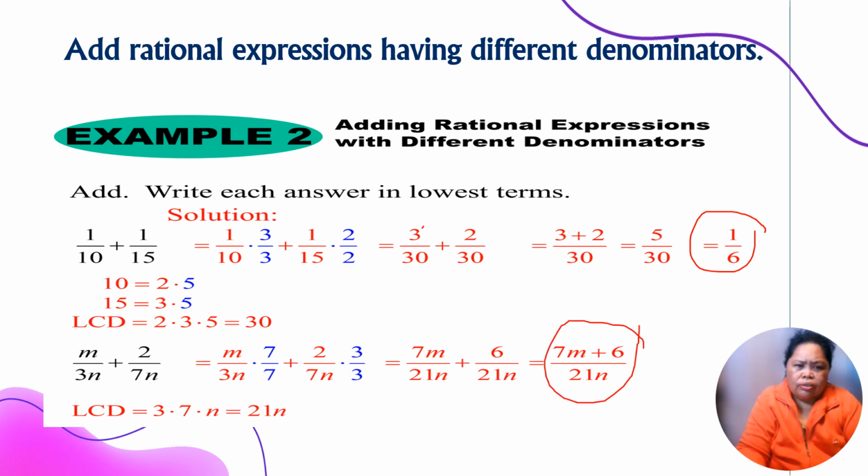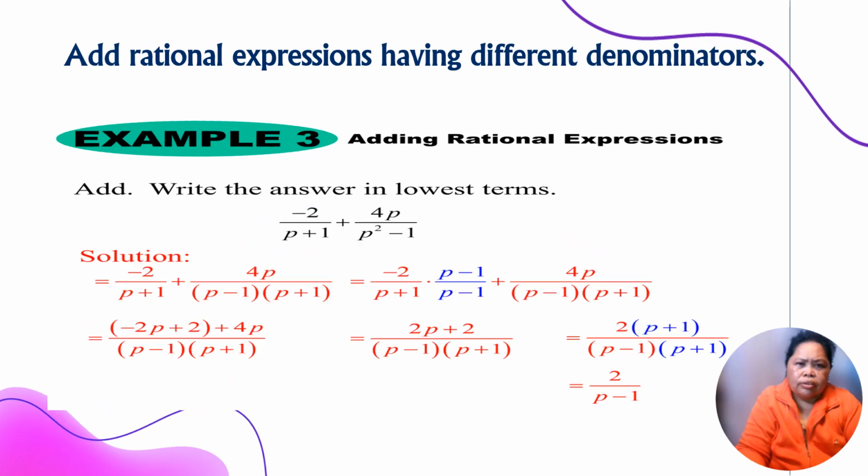Okay, next, let's have another example. Write the answer in lowest terms. We have negative 2 over p plus 1 and 4 plus 4p over p squared minus 1.